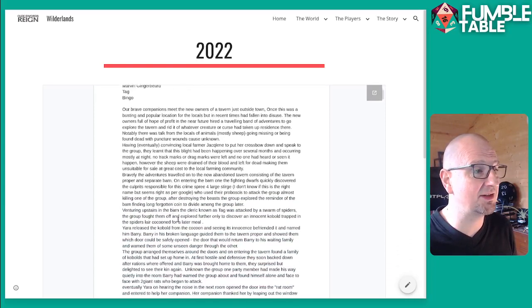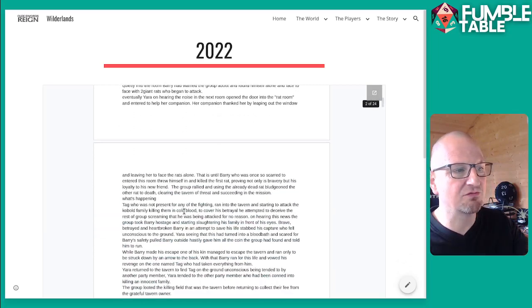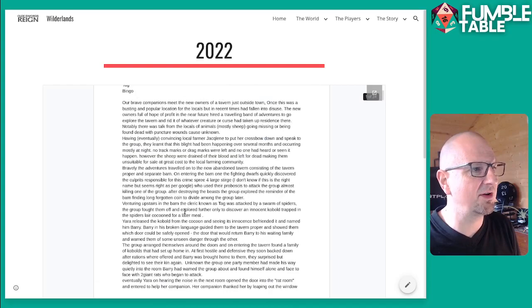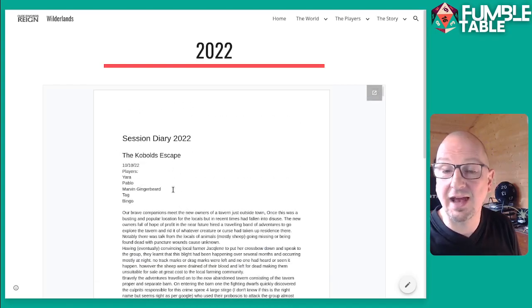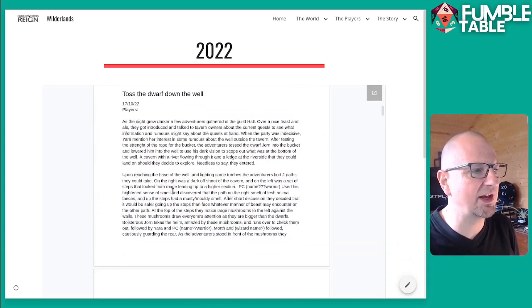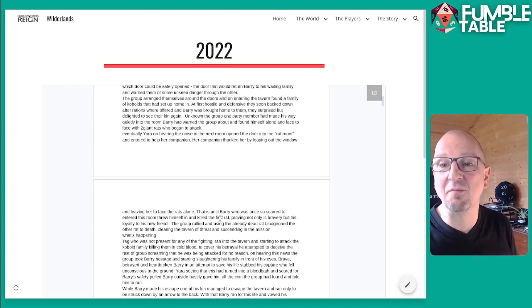And I'll give you an idea. This is the first one. This was the characters that were playing, and it was written from their perspective. It got given a nice name, and it set the tone for the rest of the campaign. The next one, each of them was almost like an episode. Toss the dwarf down the well was the next one.